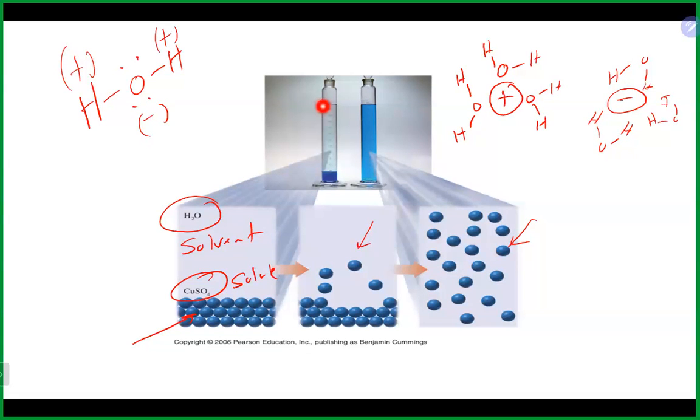This is just a physical change, because what would happen if I heat up that solution? All the water will go away, right? And now there's nothing to stop those ions from coming back together, and you would see the solid reappear.